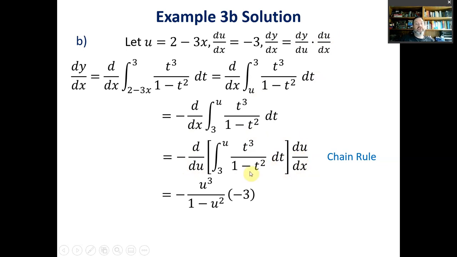Next, I use the fundamental theorem of calculus part 1, and I replace du dx with its numeric value, negative 3 here. So now that I have the derivative of this expression, notice this variable matches this variable. That has to happen. As soon as this matches that, I can use the fundamental theorem of calculus. This has to be a number. This has to be a variable.